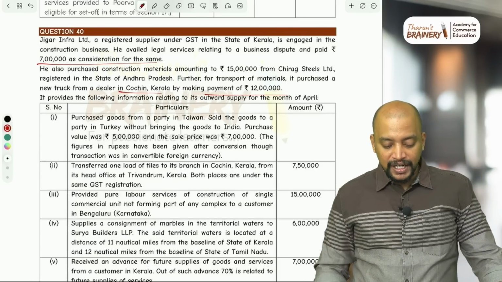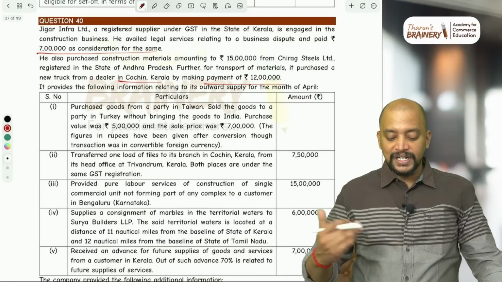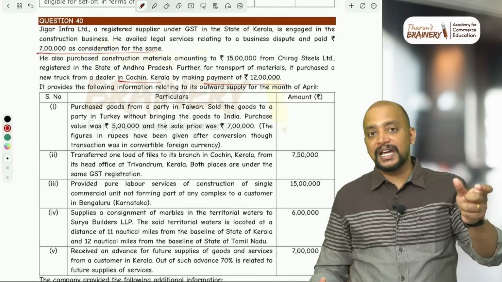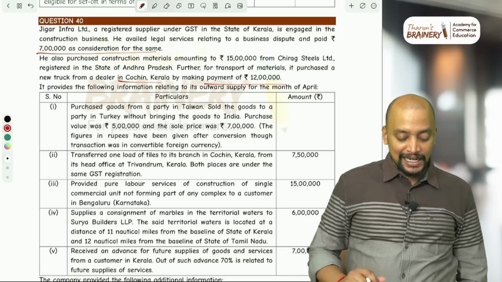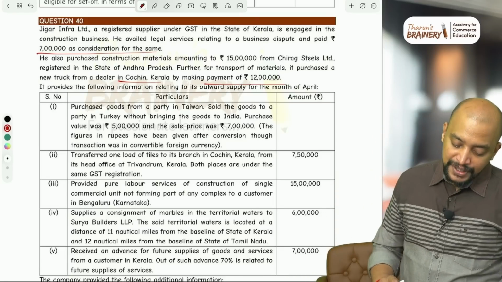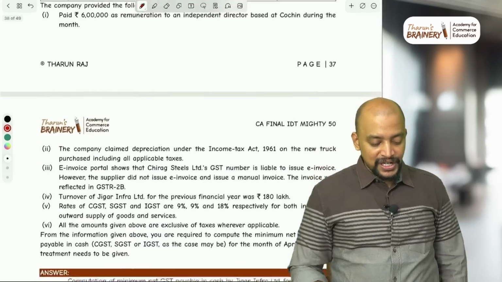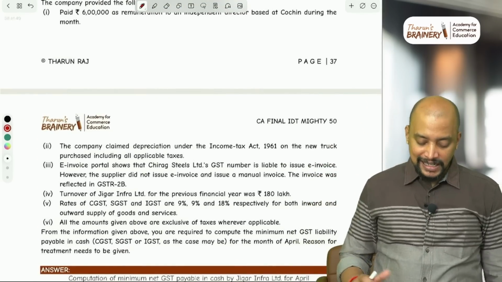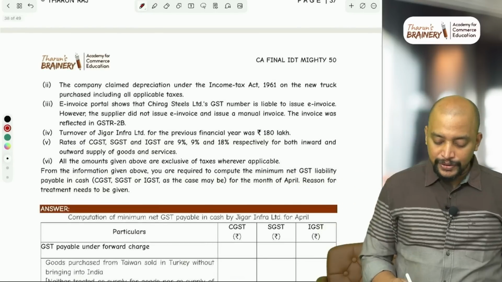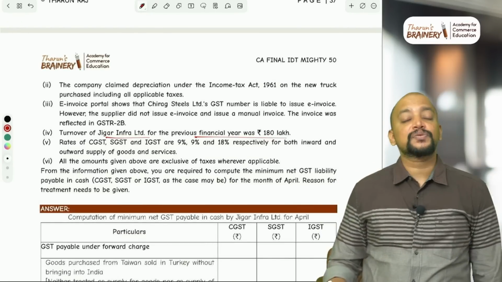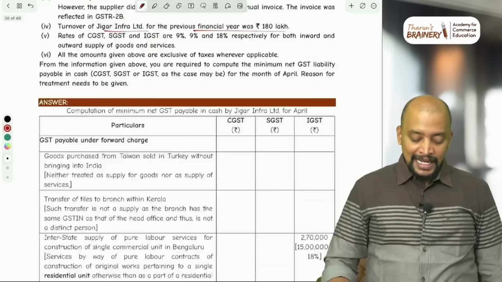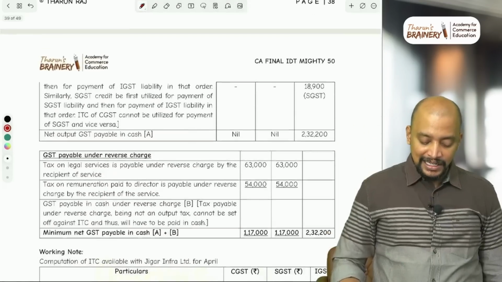So it provides the following information relating to its outward supply for the month of April. In the first paragraph, they gave some inward supply details, and related to this inward supply, we need to check whether that legal service is taxable or exempted. The turnover of Jigar Infra for the previous financial year is 180 lakhs. Definitely it will be taxable, and legal service will come under RCM.